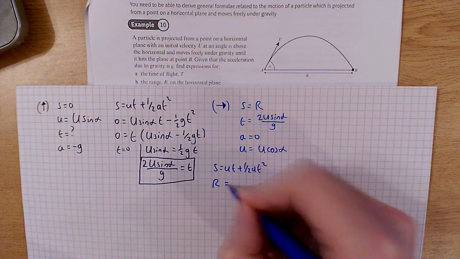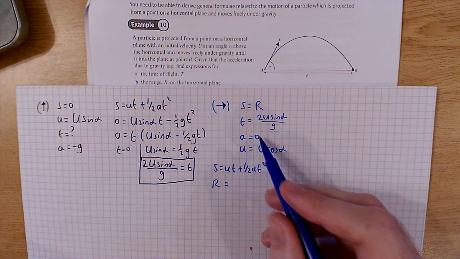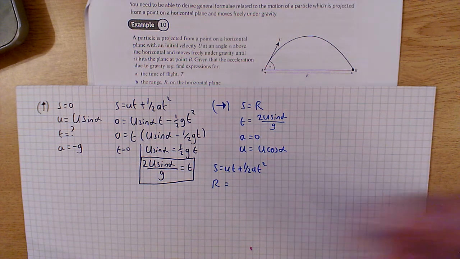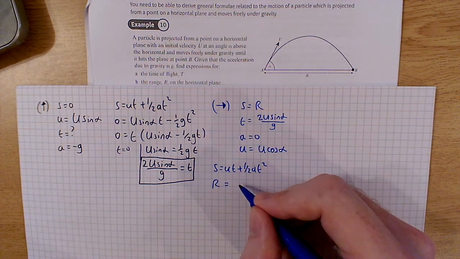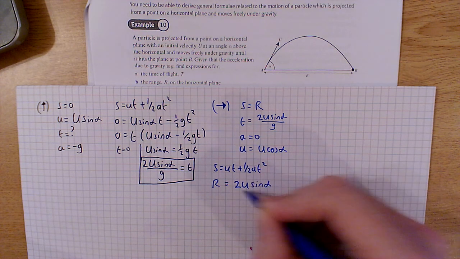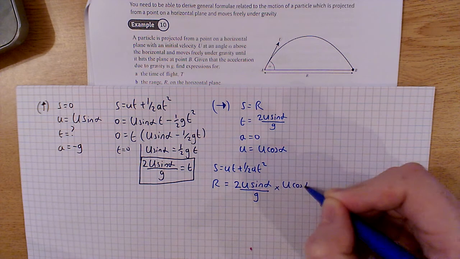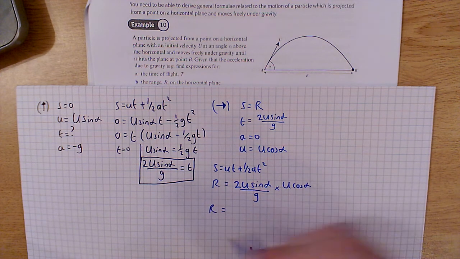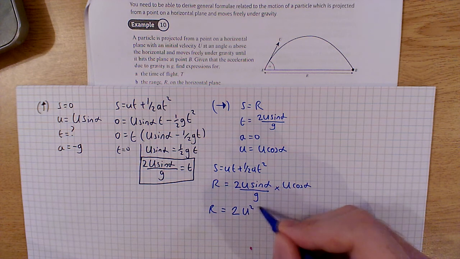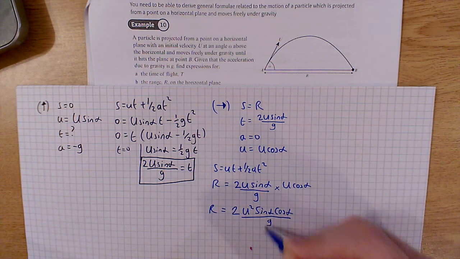And we'll see that r is equal to ut, but then we've got a equals 0, so that's going to kill, just like it has the whole time, that 1/2 at squared, and we're just left with 2u sine alpha over g times u cos alpha, right, which is equal to 2u squared sine alpha cos alpha over g.